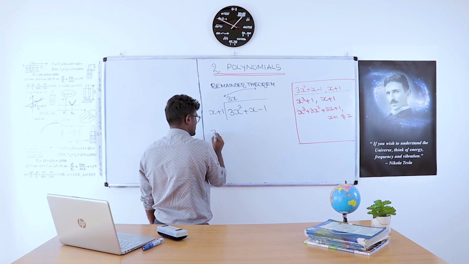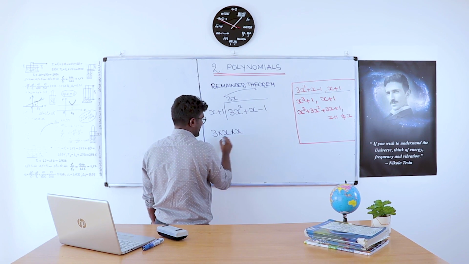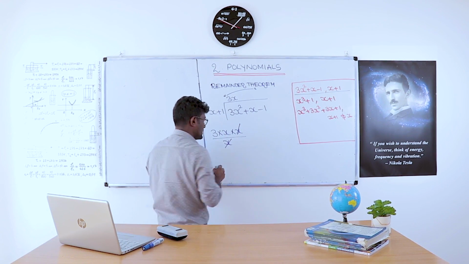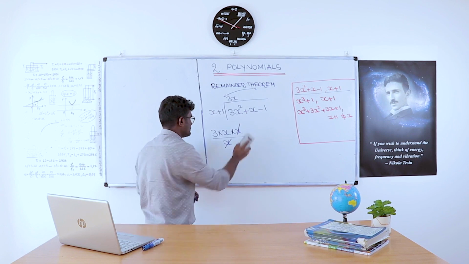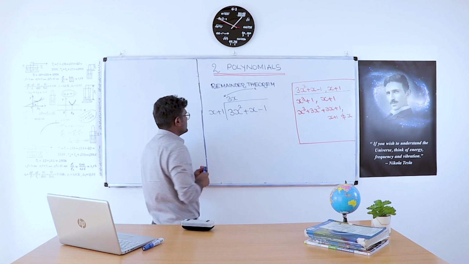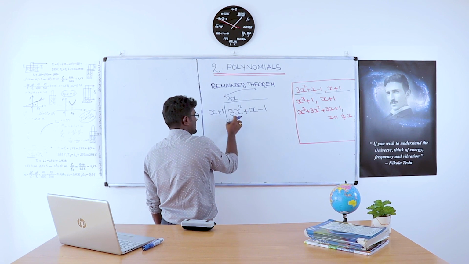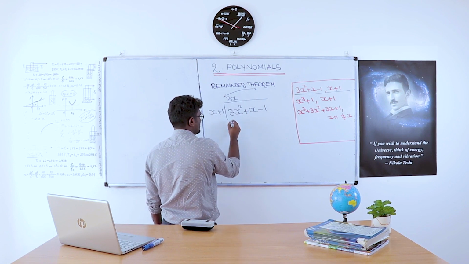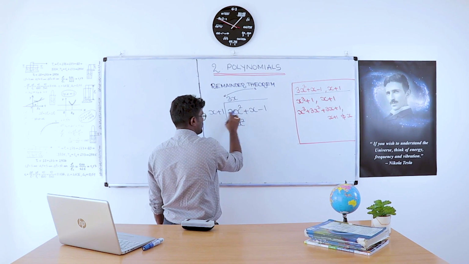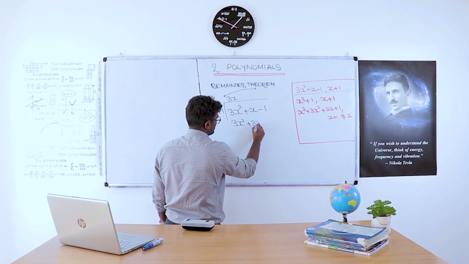How did you get 3x? How will you write it? 3 into x is 3x square, divided by x means this x and this x cancel. 3 into x is 3x. Now, multiplying this 3x into x and write it here. 3x into x is 3x square. 3x into 1 and write it here. 3x into 1 is plus 3x.